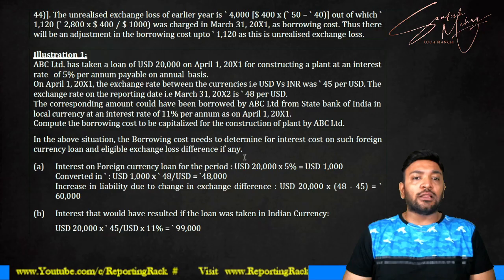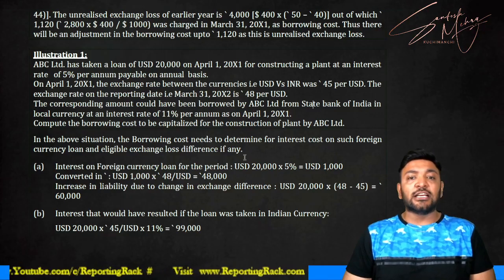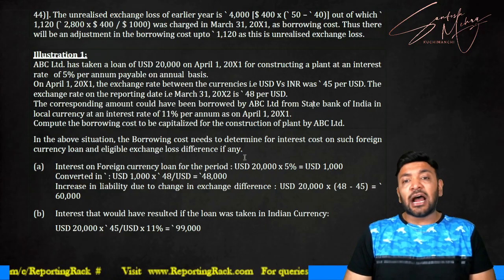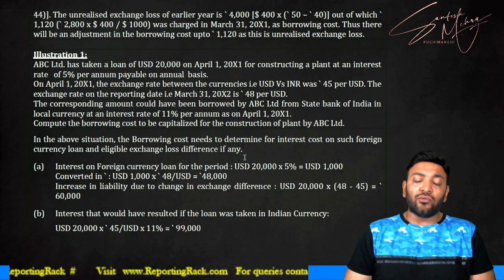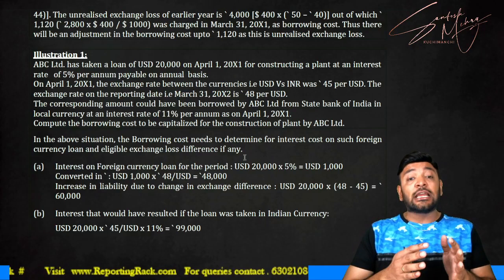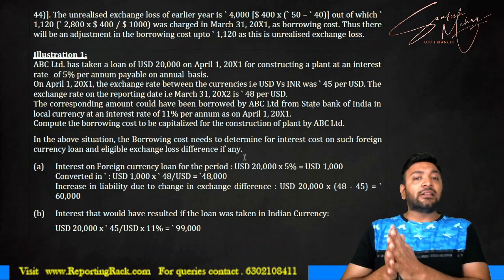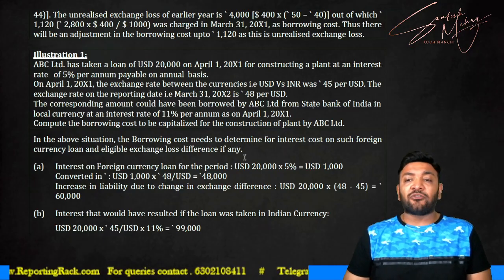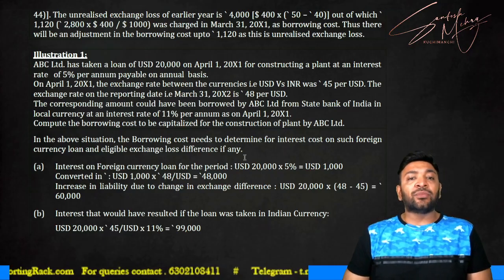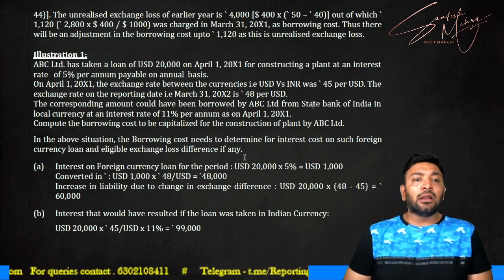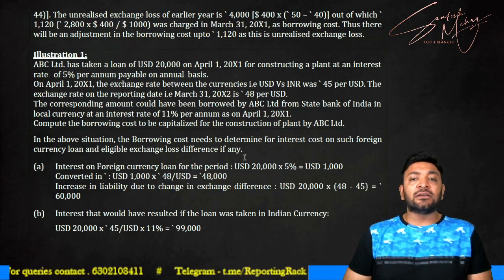The exchange rate on the reporting date of 31st March is 48 rupees per dollar. So there's an increase in the exchange rate by 3 rupees. I told you we use IRPT. So we normally assume that the exchange rate shall increase according to the books, keeping everything else constant. The corresponding amount that can be borrowed by ABC Limited from SBI in local currency is at the rate of 11% per annum on 1st April 2021. Compute the borrowing cost to be capitalized for the construction of the plant by ABC Limited.